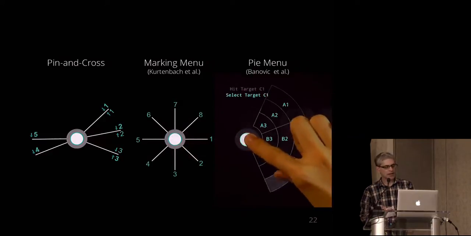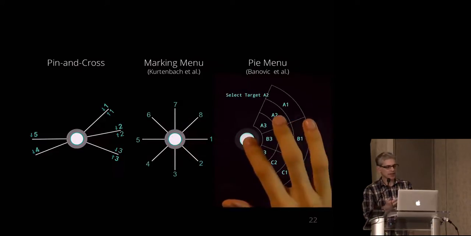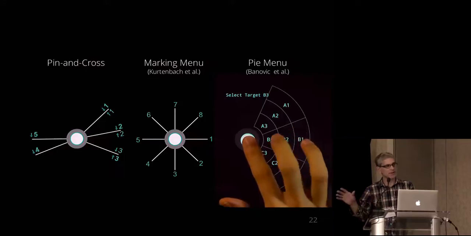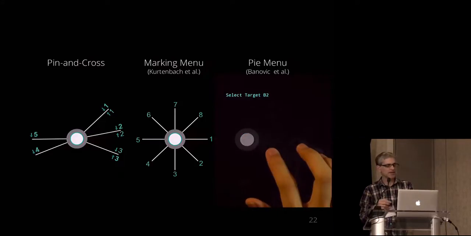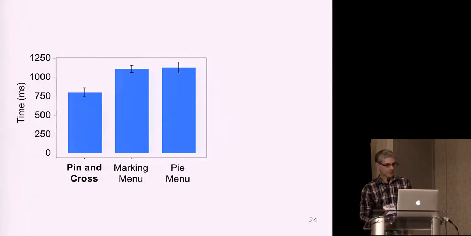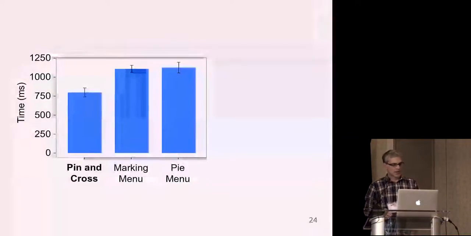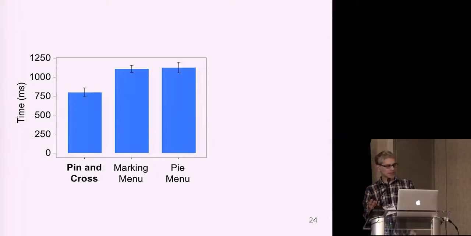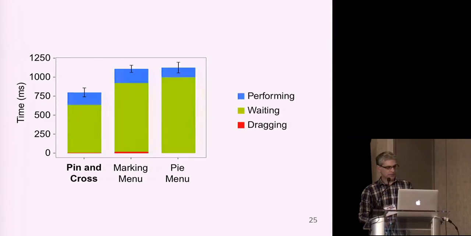And thirdly, we compared against a partial pie menu, which is an adaptation of Vanderdonckt et al.'s work. They did something for a tabletop. Here we had the same rule that it had to be a 1/3 of a second long press to distinguish between two nearby taps. So we compared these 3 techniques, and pin and cross is significantly faster than the other techniques.